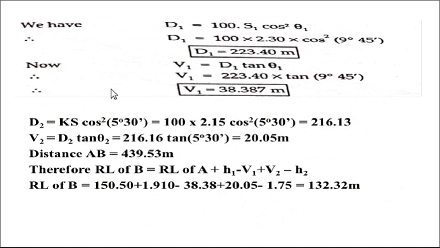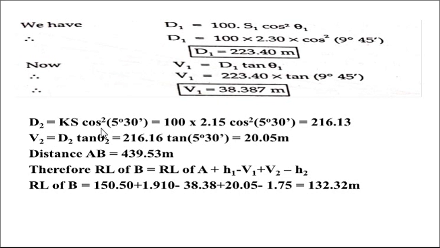Next, now we can calculate the distance from O to A. D1 is equal to K S cos square theta. So substituting values, D1 is equal to 100 into 2.30, the first staff intercept, into cos square of 9 degree 45 minutes. So we can calculate D1 like this. Also V1 we have calculated: V1 is equal to D1 into tan theta 1. Substituting the value we can calculate V1. Is it right?